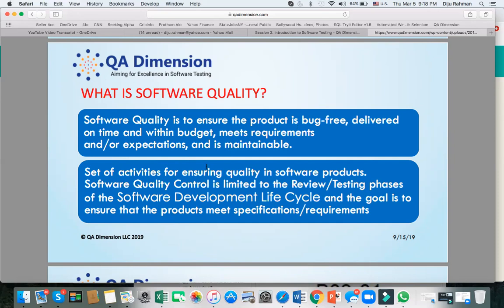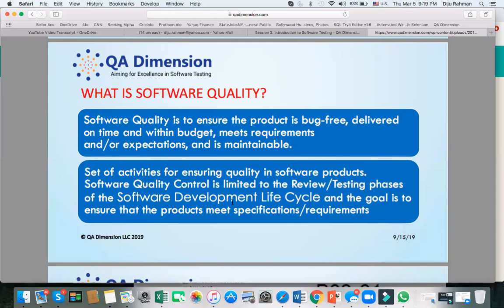Another way of saying it, I think this is a more inclusive definition. I think those two definitions can go along together. Another way of saying it: a set of activities for ensuring quality in software products. Software quality control is limited to the review and testing phases of the software development lifecycle. I would not worry too much about it because I'm going to cover it next session, but just focus on this one here. What is software quality? Make sure it's bug free, delivered on time, and meets requirements and expectations.